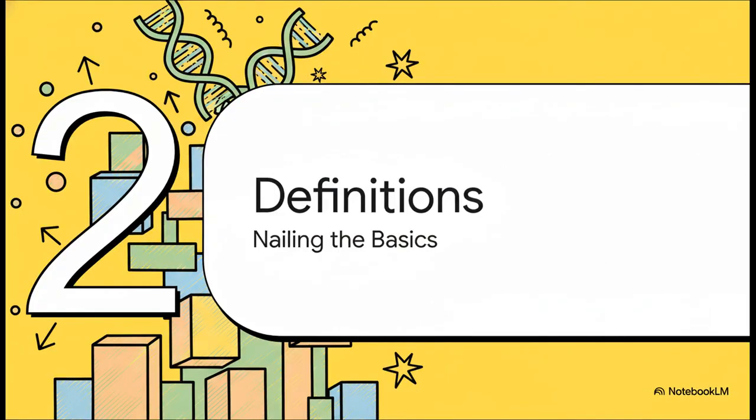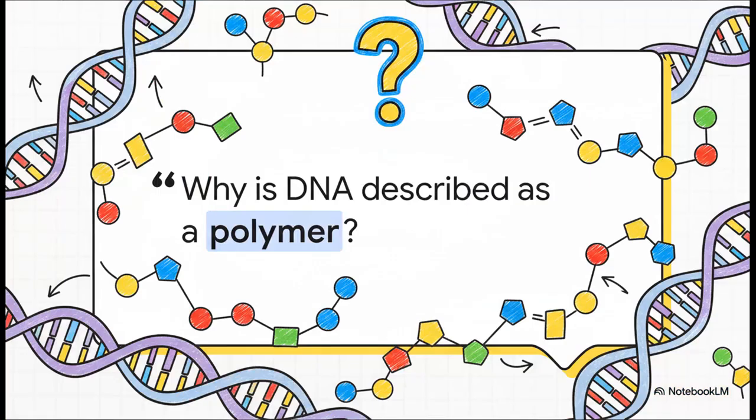Right, let's get some easy points on the board. These first couple of questions are all about getting those basic definitions perfect. Don't underestimate them. Nailing these builds momentum and confidence for the tougher parts coming up. So, question 4.1 is just 1 mark, but look at that command word, why. That's a huge clue. The examiner doesn't just want to know what a polymer is, they want to know why DNA is a perfect example of one.